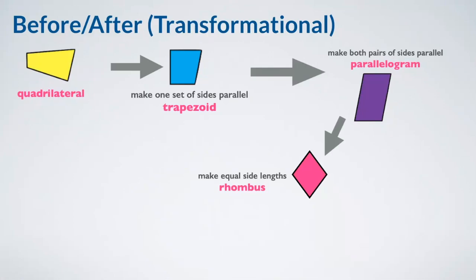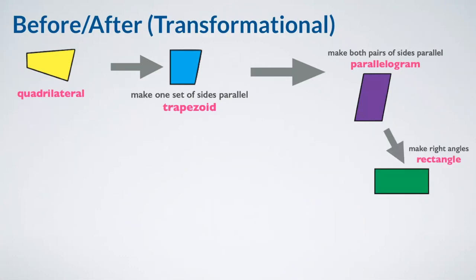One way I could transform that parallelogram is to take it and shrink one set of sides so all sides are equal in length. This would make it a rhombus. Or I could take that same parallelogram and keep the side lengths the same, but just tilt it a little so all of the angles are right angles. This would turn my parallelogram into a rectangle.